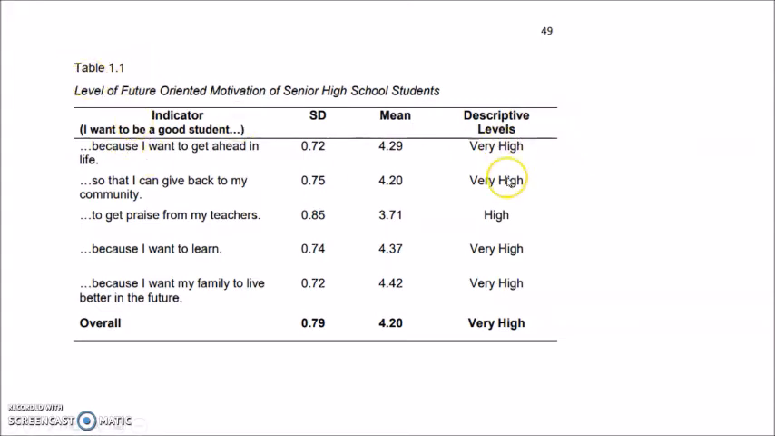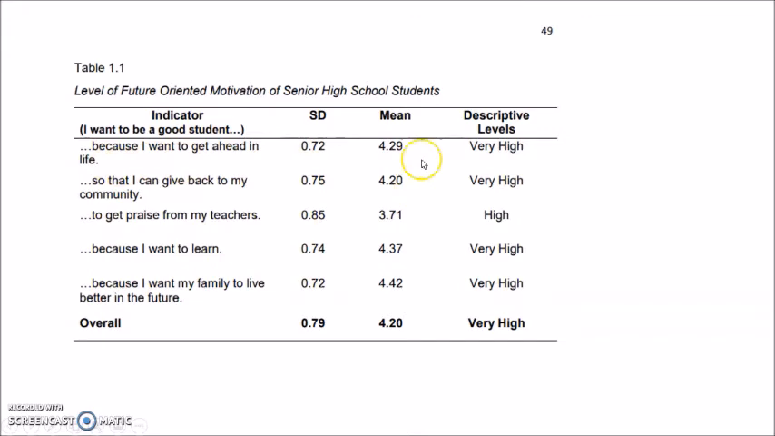So, the format is the same. Only three horizontal lines. The format of the table is the same as the format of the table in table 1. Okay? Title, level of future-oriented. This one is for the indicator. This is the first indicator based on means, future-oriented motivation. And this is the item in the questionnaire. Just copy-paste the item in the questionnaire.